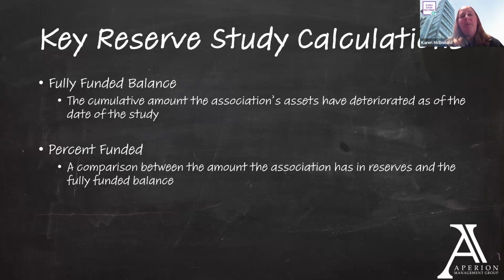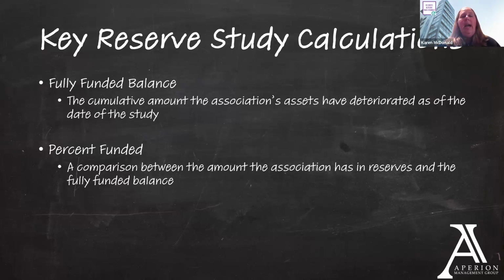So that's what that fully funded balance is: all of the association's assets combined into one big number, how much they've deteriorated to date. So that fully funded balance goes up every year as the assets age and thus have another year of deterioration. Then it can actually also go down if you complete a major project. So if you're a condominium and you replace your roof, you no longer need to have that money on hand as part of your fully funded balance because the roof is brand new and it has no deterioration to be part of that balance. So the fully funded balance fluctuates as the association ages and then as it completes projects.